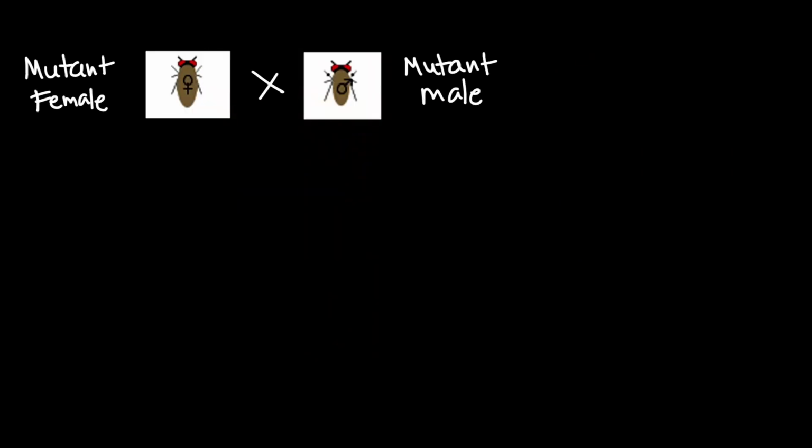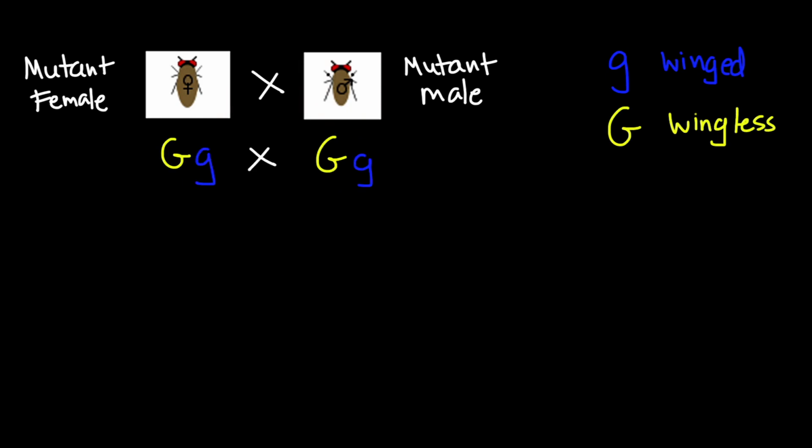What percentage of flies resulting from a cross of two heterozygous wingless mutants would you expect to be wild-type versus mutant? Pause the video here and use a Punnett square to justify your answer.